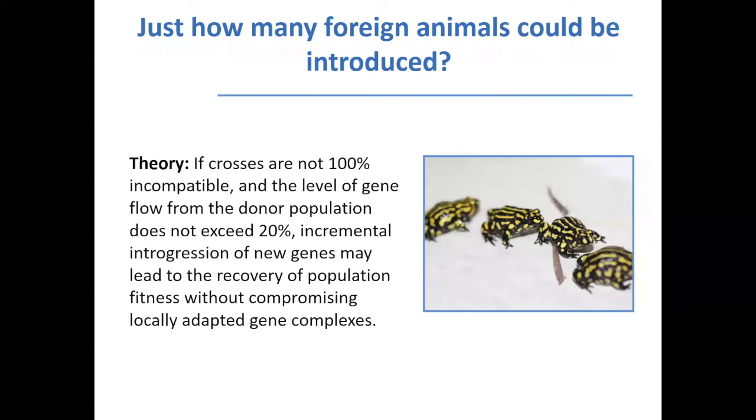Just how many foreign animals could be introduced? In theory, if crosses are not 100% incompatible and the level of gene flow from the donor population doesn't exceed 20%, incremental introgression of new genes may lead to the recovery of population fitness without compromising locally adapted gene complexes. Under this scenario, artificial fertilization could be used to screen for incompatibilities, with the subsequent release of animals restricted just to those animals that are the most viable.